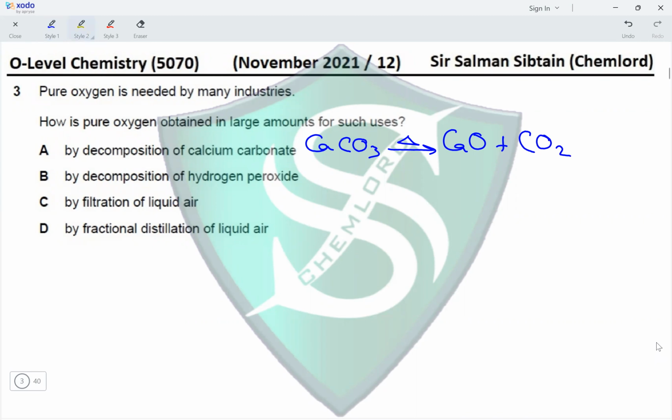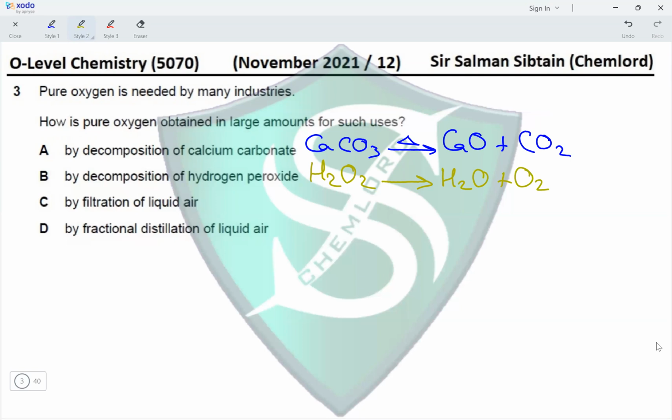B. By decomposition of hydrogen peroxide. Hydrogen peroxide is H2O2 and when it decomposes, it produces H2O and O2 as the products. But this is not how oxygen is used for industrial use.